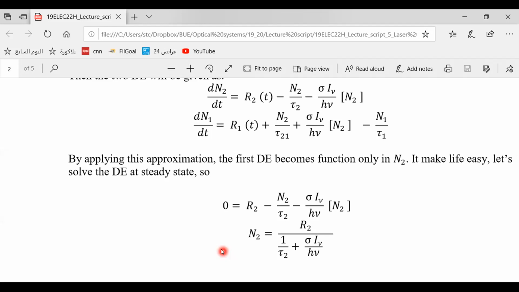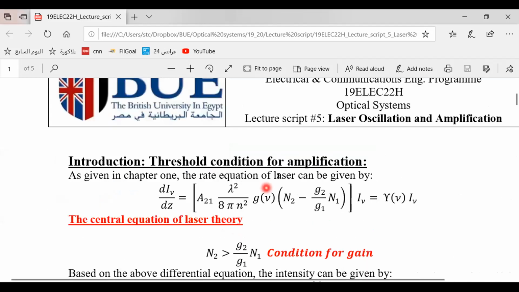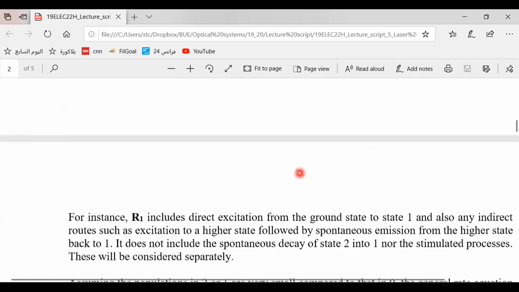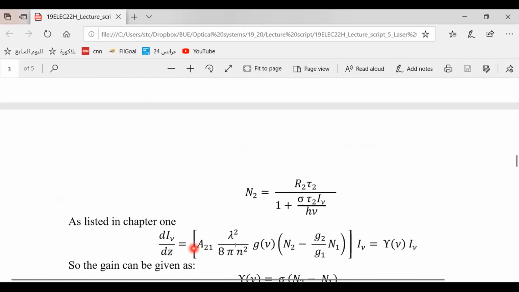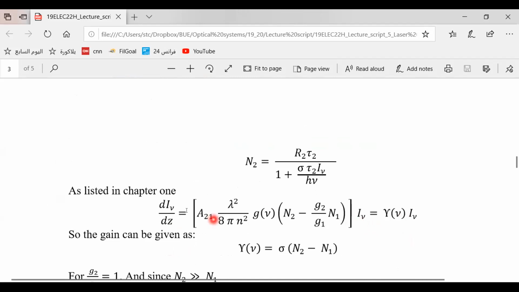What about the gain? Do you remember the first equation? dI by dz equals gamma times I. You remember this equation? dI by dz equals gamma times I. That's right. So let's reuse this equation. So gamma equals 1 over I times dI by dz. Okay, gamma equals sigma times (N2 minus N1). That's true. Let's make it this first. So I'm sorry, gamma equals sigma times (N2 minus N1).